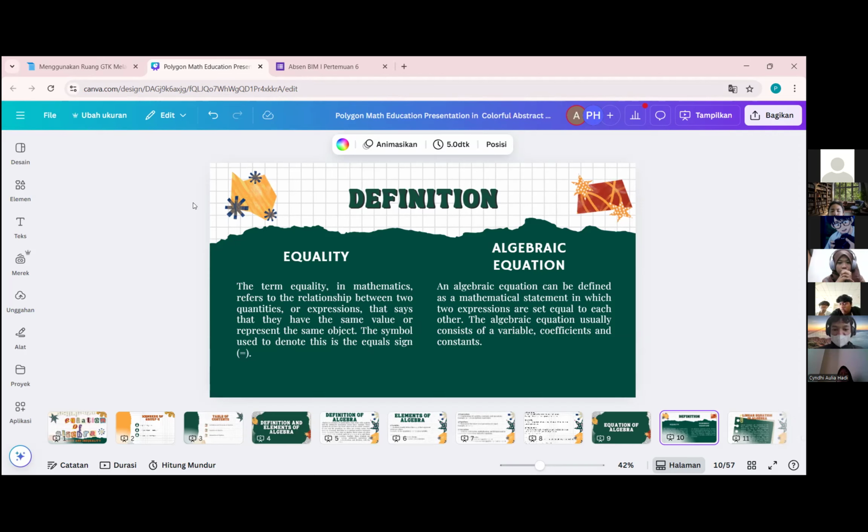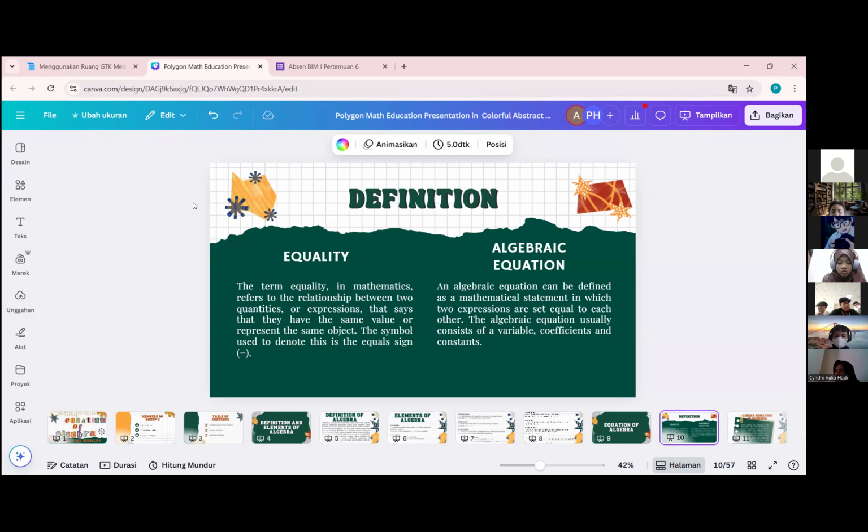Iya Bu, mungkin maksudnya kesamaan, yang sama-sama menggunakan sama dengan. Kalau kesamaan kita pakainya similarity. Memang sama-sama pakai sama dengan, tapi kalau kesamaan ini contohnya tidak ada variabelnya. Kalau equation itu ada variabelnya, ada koefisiennya, ada konstantanya. Itu equation. Tapi kalau similarity sama-sama menggunakan sama dengan, tapi tidak ada variabelnya.